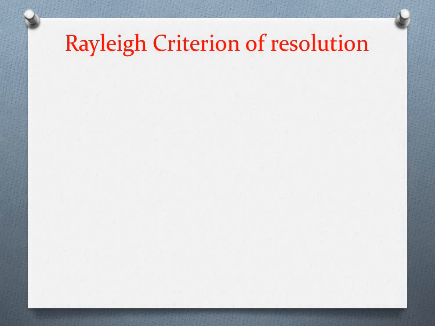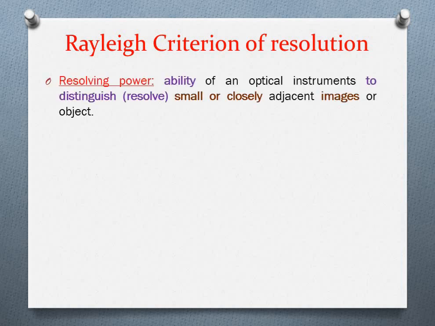So before discussing this criterion, the first question that comes to mind is: what is the resolving power of an optical instrument? The resolving power of an optical instrument is nothing but its ability to distinguish, or you can say resolve, small or closely adjacent images or objects. Like, if you are placing two objects very nearby in front of an optical instrument, whether you are able to resolve them or not.